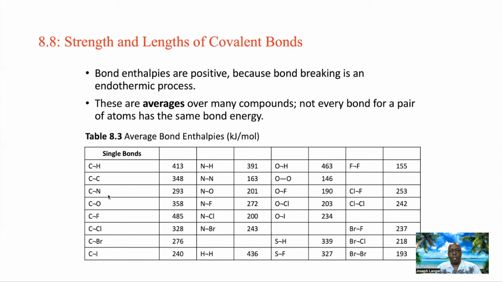And remember the trend on ionization energy in relation to atomic radius. The smaller the radius, the harder it is because of strong electrostatic attraction. So bond enthalpies are positive because we are adding energy to break them apart, which makes sense. These are just a few. I don't want you to memorize table 8.3, but there is a pattern here.